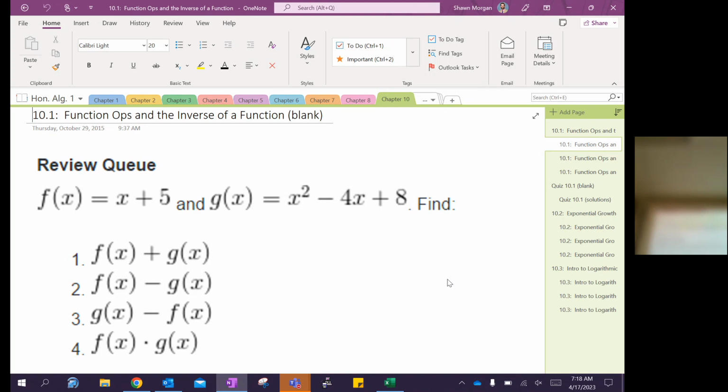And so really, with these two functions, what we're checking with this warm-up is to see, do you know how to add and subtract and multiply polynomials? That's all it's checking, okay? So, for example, before we get into it too much, George, what kind of function is f of x? What kind of polynomial is that?